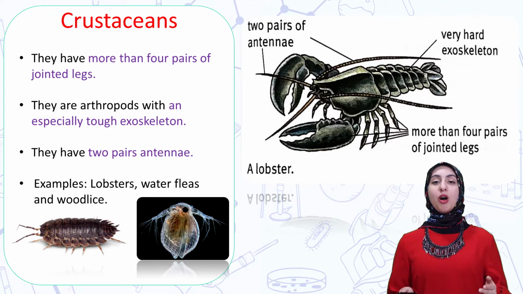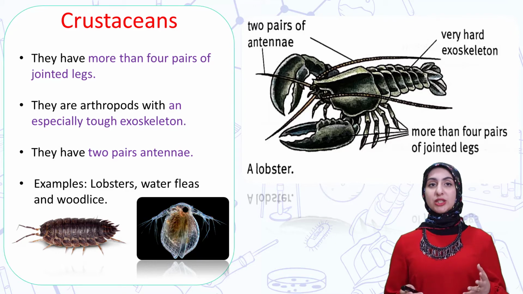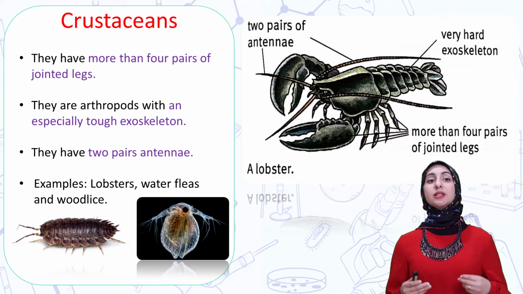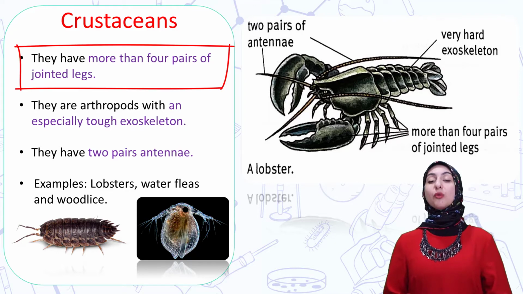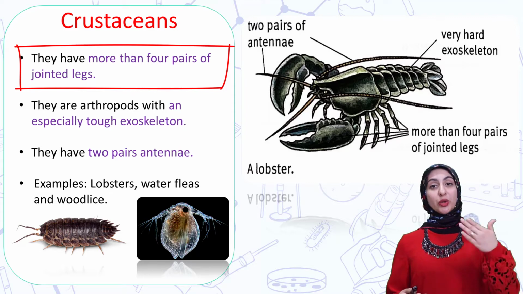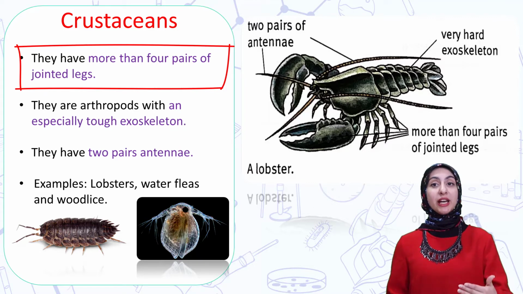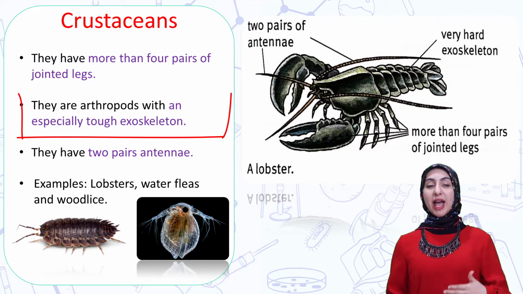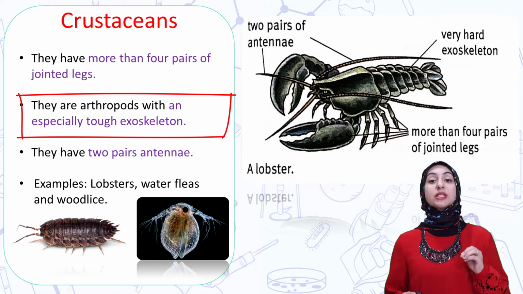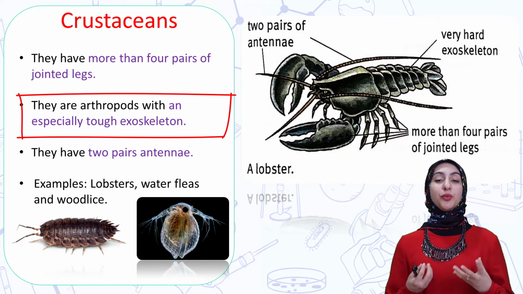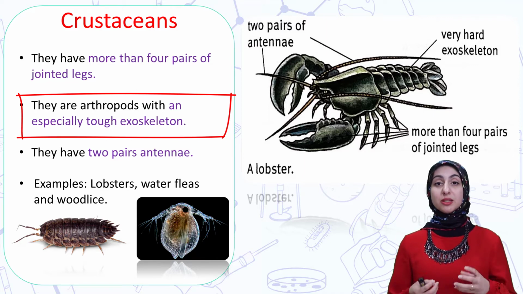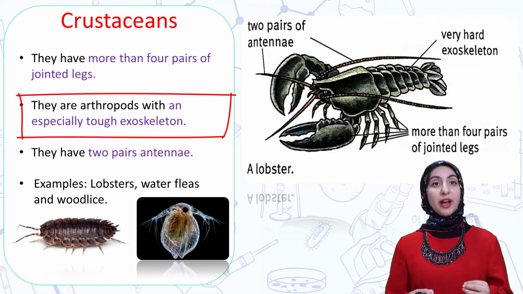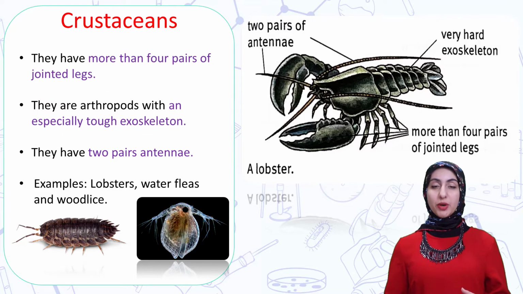The third group of arthropods is crustaceans. Crustaceans have more than 4 pairs of jointed legs. So this means on each side you will find more than 4 jointed legs. They are arthropods with an especially tough exoskeleton. This means if you find any animal with such an exoskeleton, it will be classified as a crustacean. For example, lobsters, water fleas, and wood lice.